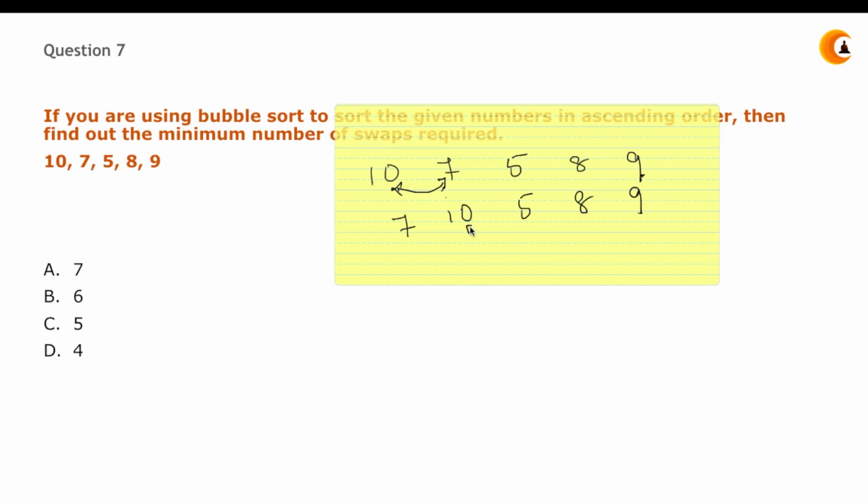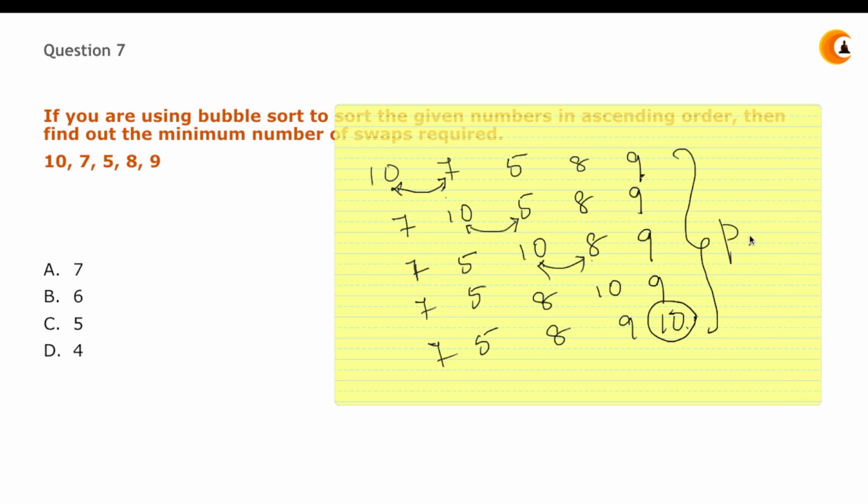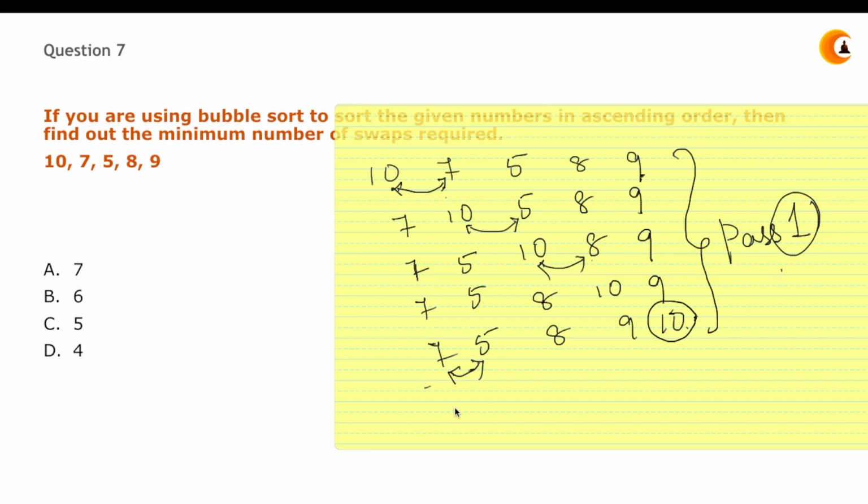Now it will again check this with this, so it will become 7, then 5, then 10, then 8, then 9. Then again it will check this and this. It will again swap. It will be something like this, and again it will check like this. Now if you notice, the largest element is in the last position, so this one complete thing is known as a pass, or pass one. Now again it will compare from the start. Is this greater? Yes it is. So again it will swap.